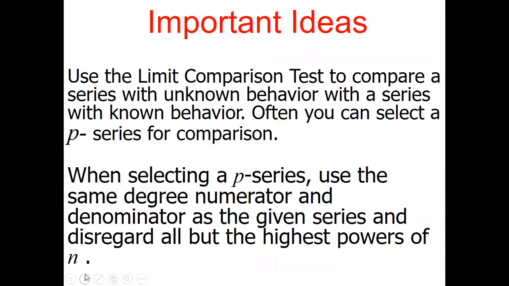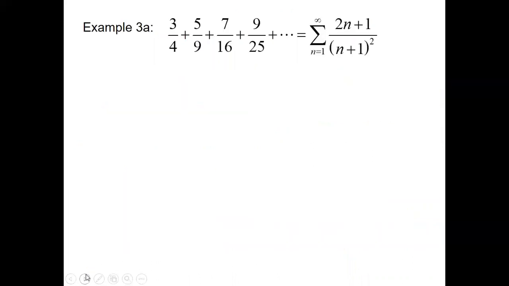All right, so we want to use this test to compare a series with an unknown behavior to a series with known behavior. And as I said, we're usually going to compare it to p series because we easily know whether or not they converge or diverge. So when selecting a p series, you want to use the same degree numerator and denominator as the given series, but disregard all the highest powers of n. I'll show you what that means. We're heading out to infinity, so we only want to focus on the terms that are going to have the greatest influence out towards infinity.